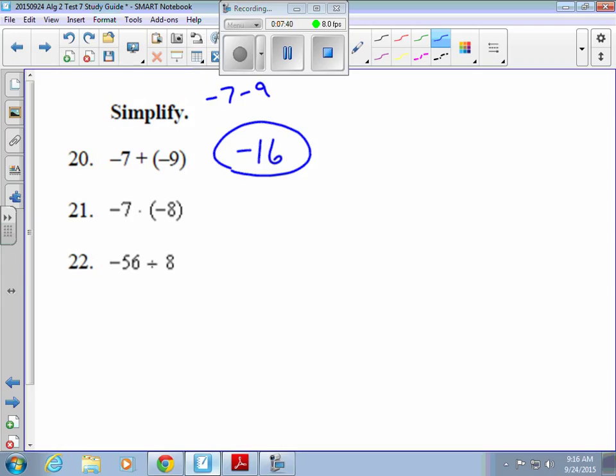Negative 7 times a negative 8. Negative times a negative is a positive. 7 and 8 is 56. Negative 56 divided by 8. Opposite signs is a negative. 56 divided by 8 is 7.